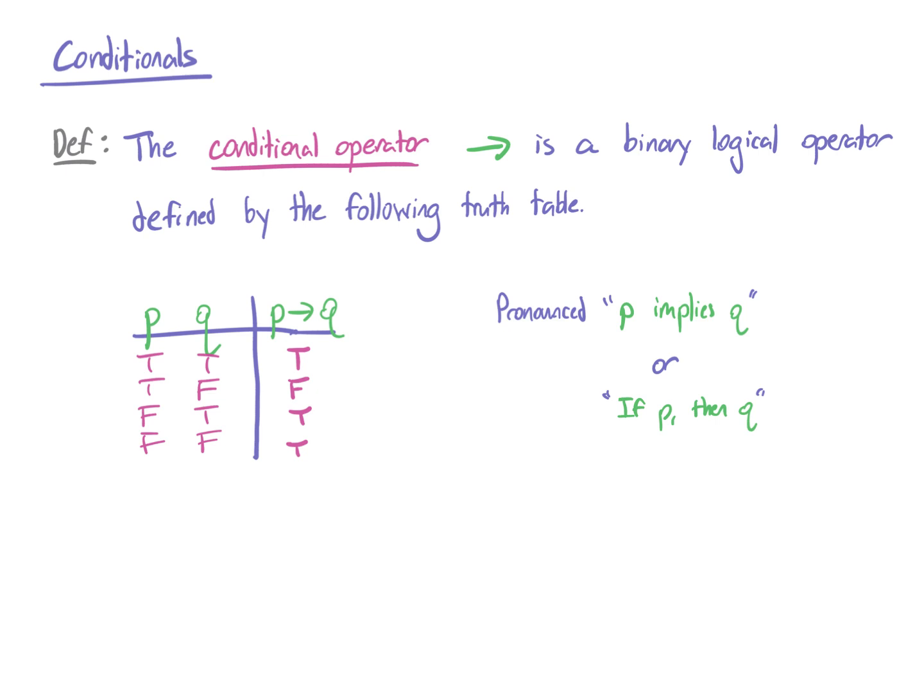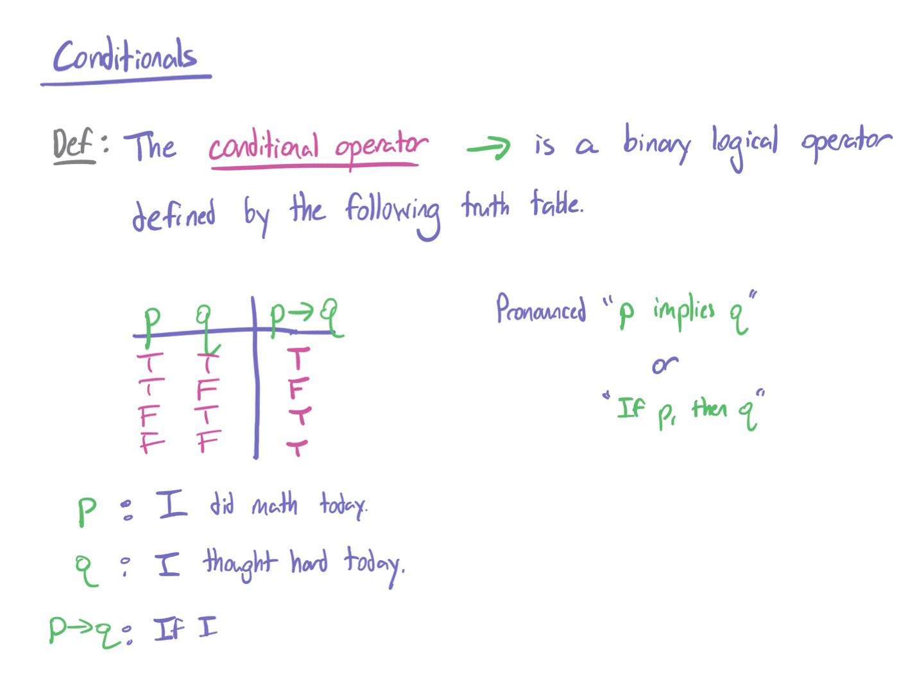To see a little example in English here, suppose that P is the proposition I did math today, and Q is the proposition I thought hard today. Then P implies Q is the proposition if I did math today, then I thought hard today. So the if-then structure, if P, then Q. If I did math today, then I thought hard today.